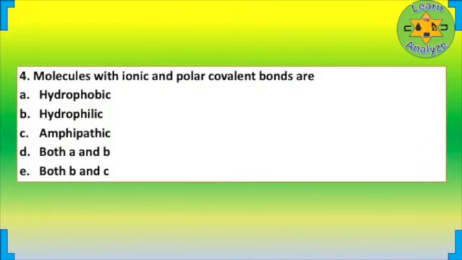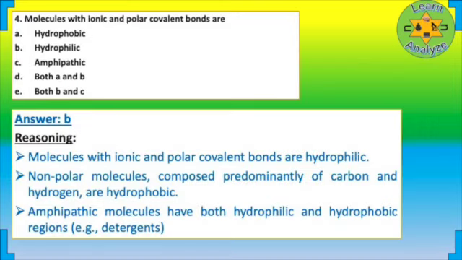Question number 4. Molecules with ionic and polar covalent bonds are: Option A, hydrophobic. Option B, hydrophilic. Option C, amphipathic. Option D, both A and B. Option E, both B and C. The answer is B, because molecules with ionic and polar covalent bonds are hydrophilic.